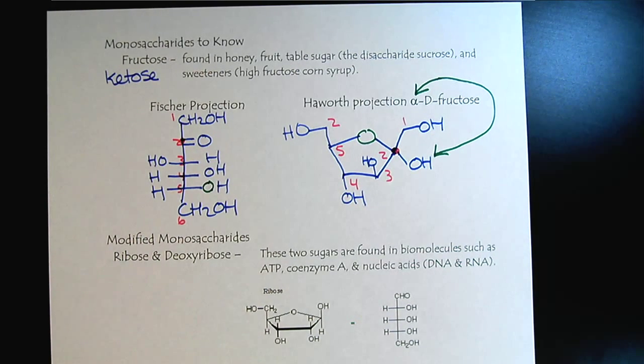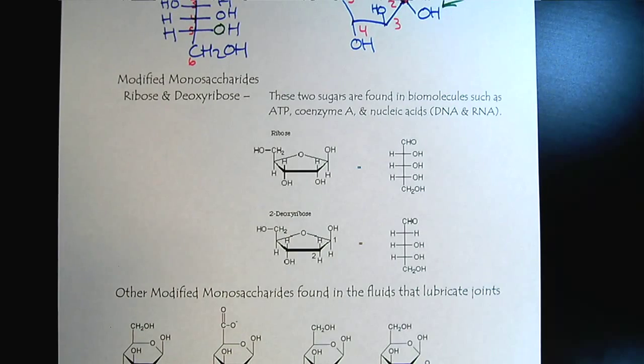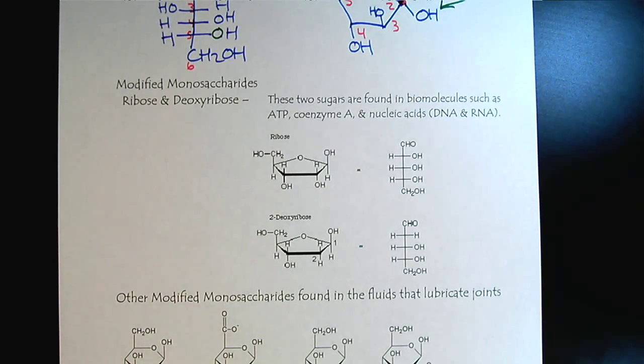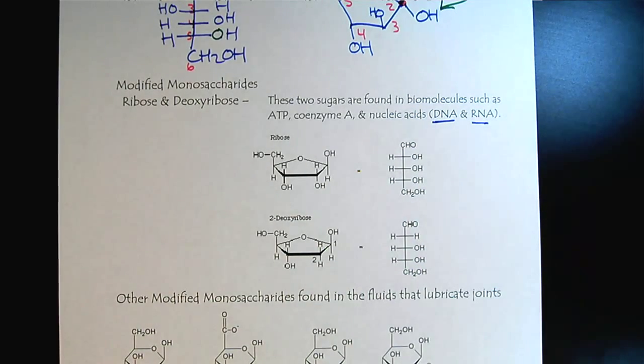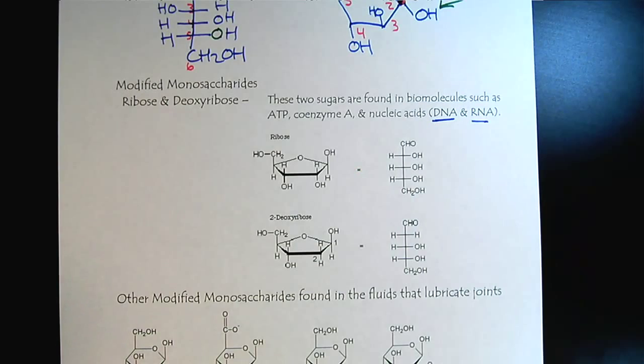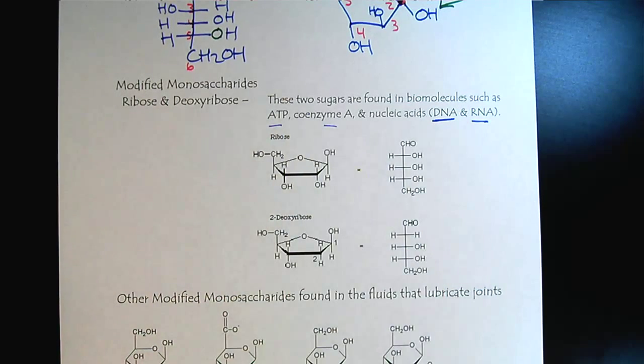So at this point, we've been through the process several times. So for ribose, I'm not going to go through it in such detail. Ribose is a big deal because when we get to DNA and RNA, ribose is an important component. It's also found in ATP and coenzyme A.